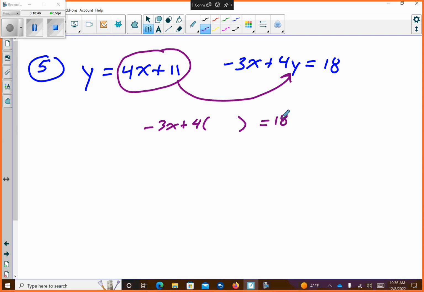All right. What used to be inside those parentheses? What was there originally? X. Y. Y was there. Now we're going to replace the y with 4x plus 11. All right, here we go. Distribute.